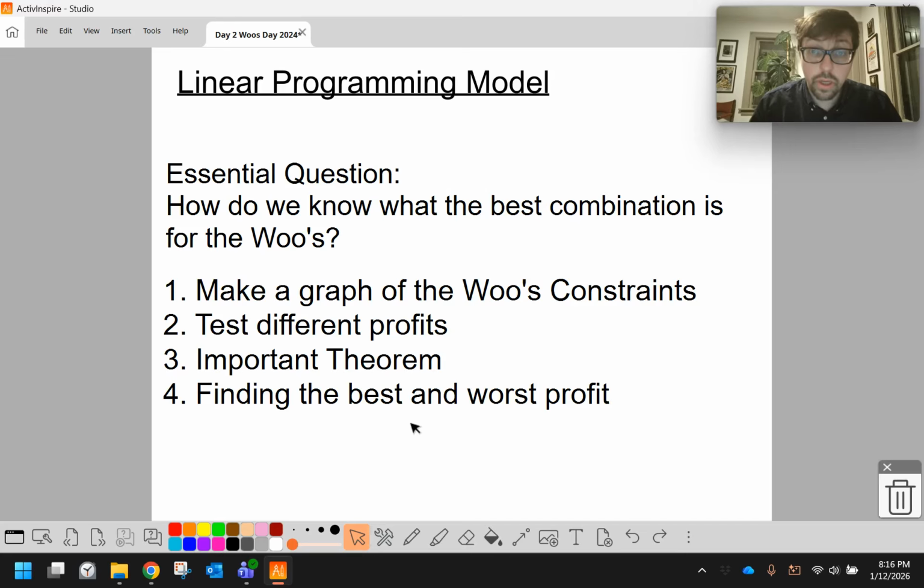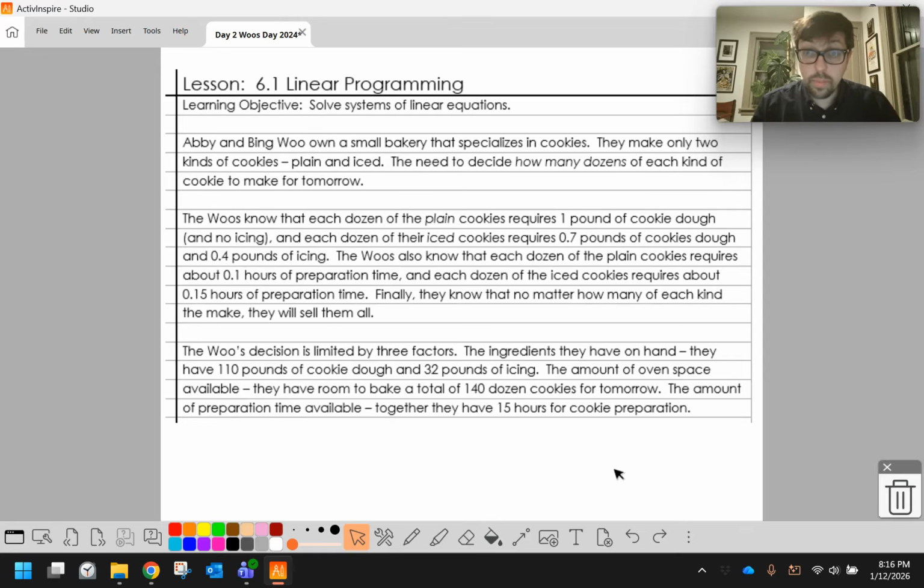Hi, in this video, we're going to learn about the linear programming model. To do that, we're going to examine one problem. It is about the Woos and their bakery. So let's check it out. This is the problem that we're working with.